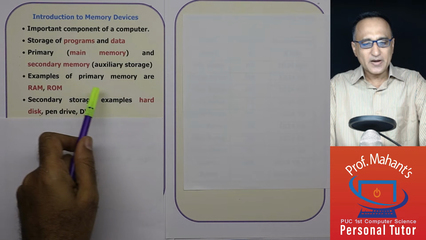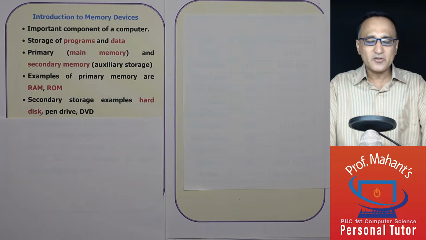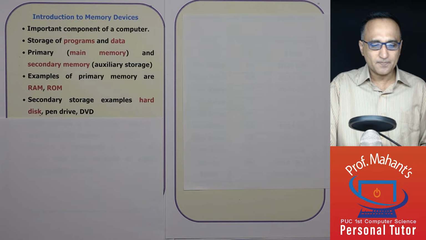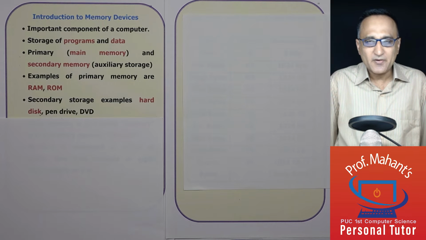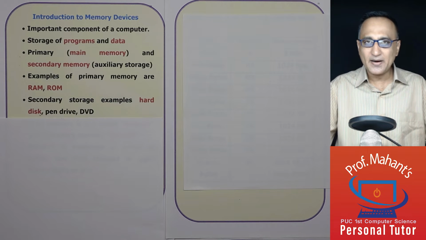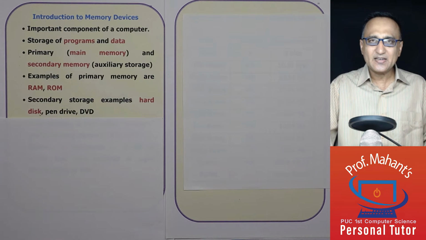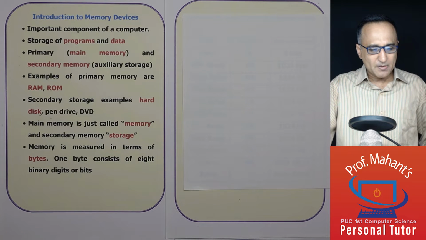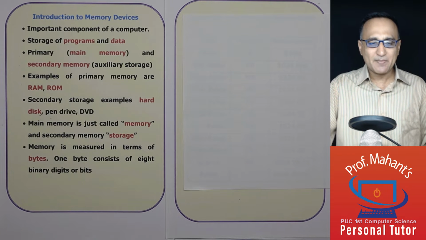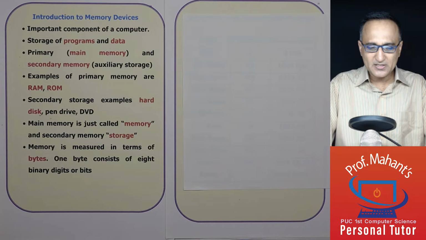Now, examples of primary memory are RAM, which stands for random access memory, ROM, which stands for read-only memory. Examples of secondary storage devices are hard disk, pen drive, DVDs, CD-ROM, and so on. We shall be briefly taking a look at some of these devices in some amount of detail. Now, commonly, main memory is just referred to as RAM or memory, whereas secondary memory like your hard disk, pen drive is referred to as storage.